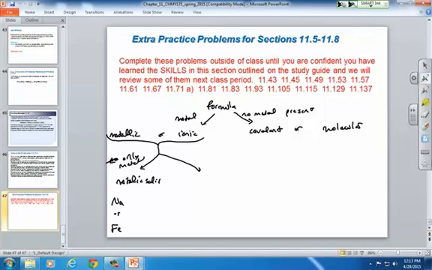If you have a combination of a metal and a nonmetal, then it's going to be ionic. So that would be like NaCl or FeCl3 or MgBr2. So that's the easiest part.